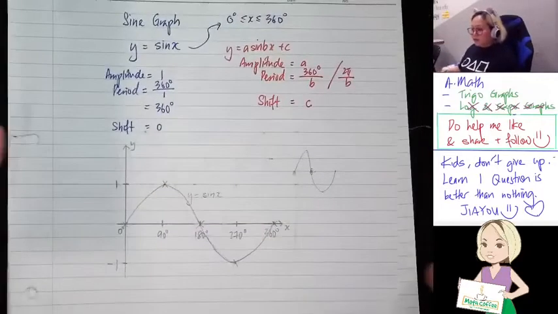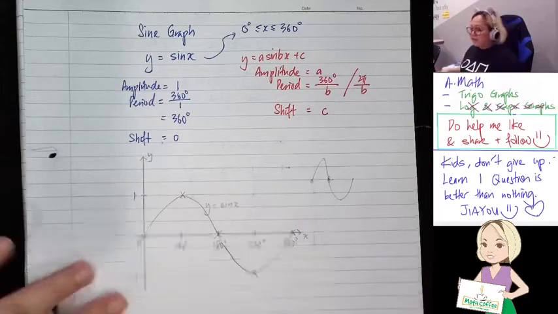Okay, so let's move on to the cosine graph. Sine graph and cosine graph are similar.